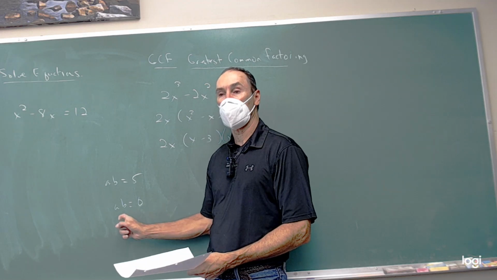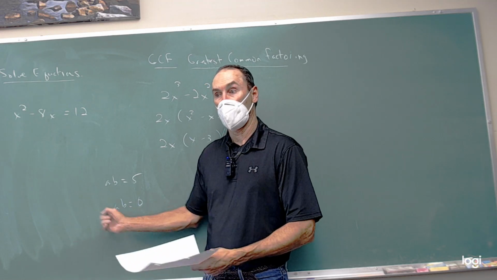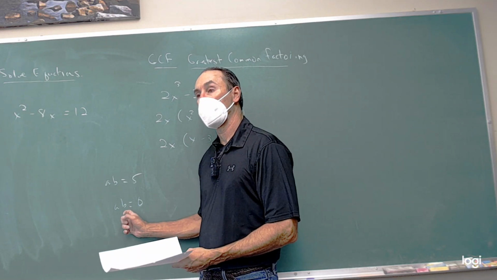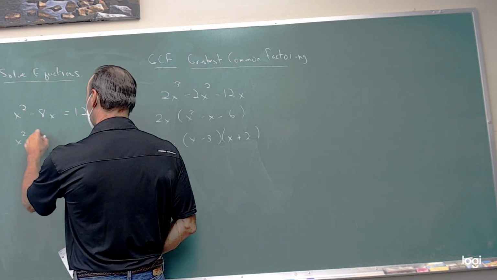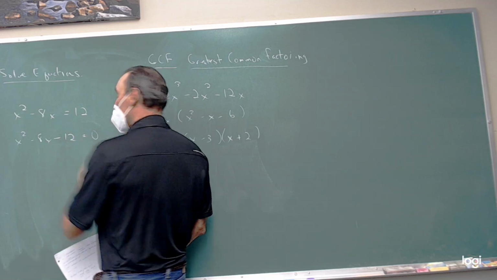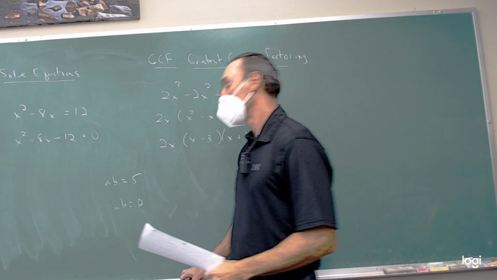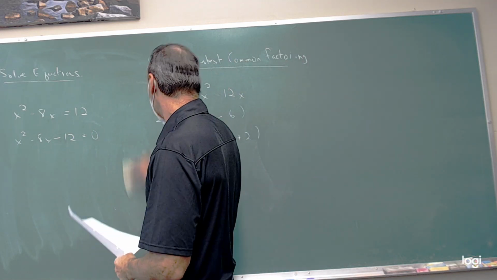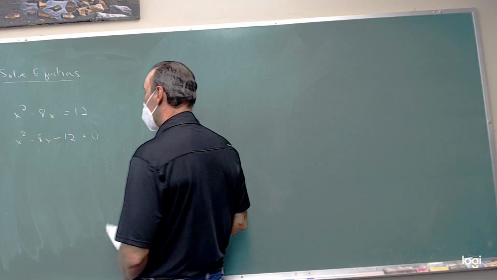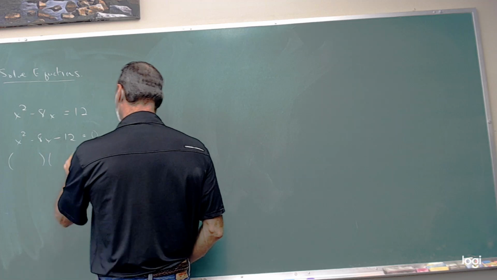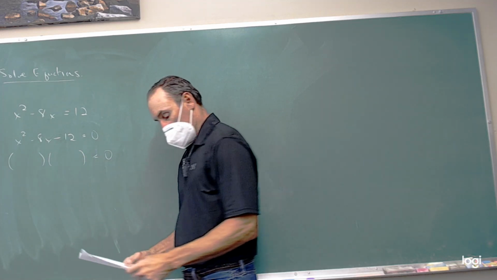Either A is 0 or B is 0 or both. But it's only helpful if it's equal to 0. So you have to always start by making it equal to 0. Then you can factor that so that you can get two things that multiply to be 0. And I'll let you do that and tell me what we get.